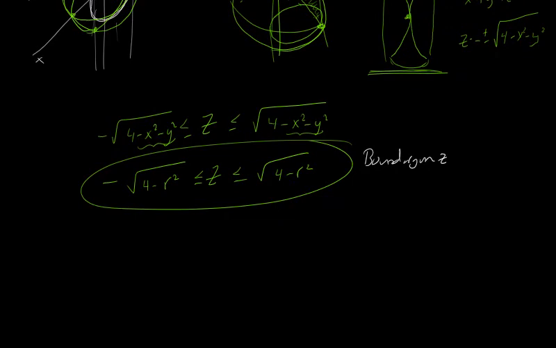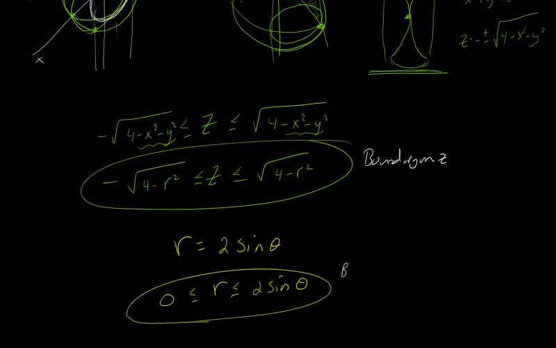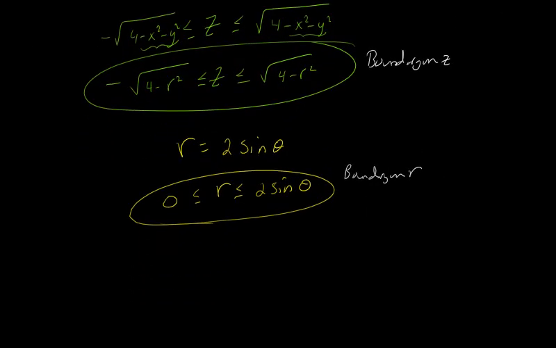Now let's talk about r. Well, we already know r. r is given by 2 sine of theta. So that means r is going to be between 0 and 2 sine theta. Okay, so there's our boundary on r. And finally, we already found our boundaries on theta. Theta is just going to be between 0 and pi.